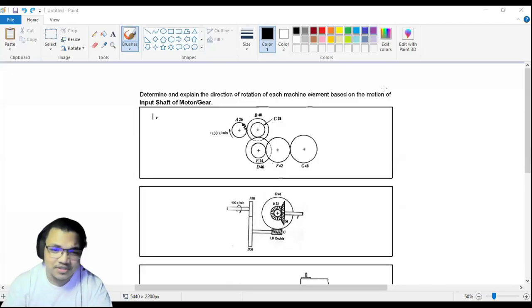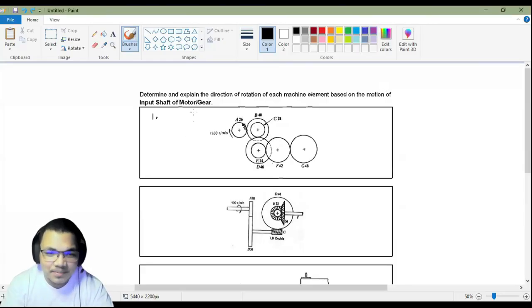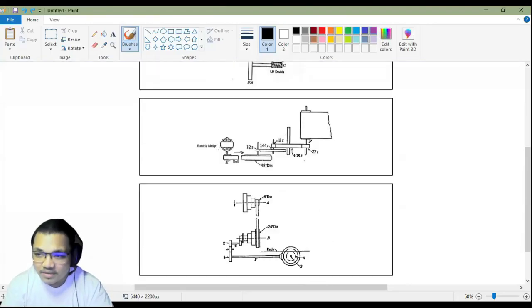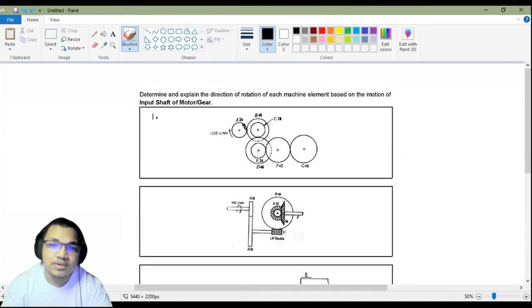Shaft rotations, or shaft directions. Today we will be answering all of the given problems and determining what direction will be the output. Okay, so first things first, at problem number 1, let's assume that all of these circles have teeth in them.